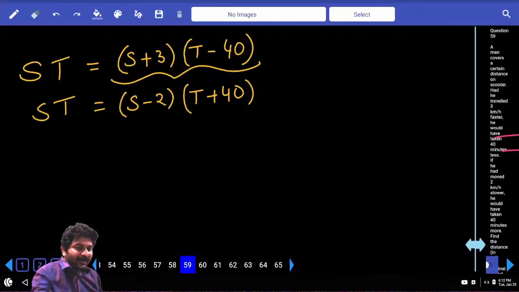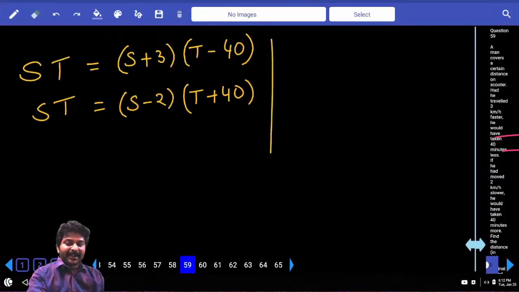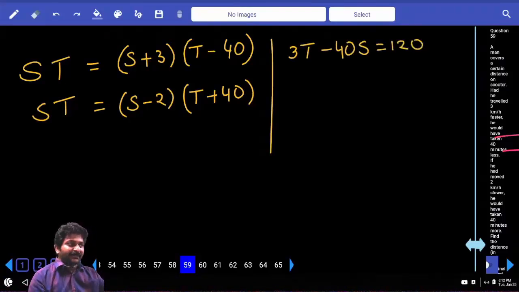Right? On the left hand side there is st, on the right hand side also st. Do they cancel? Tell me what numbers remain. Minus 40s plus 3t minus 120 is equal to 0. I will write it as 3t minus 40s is equal to 120. Minus 120 goes to the other side.